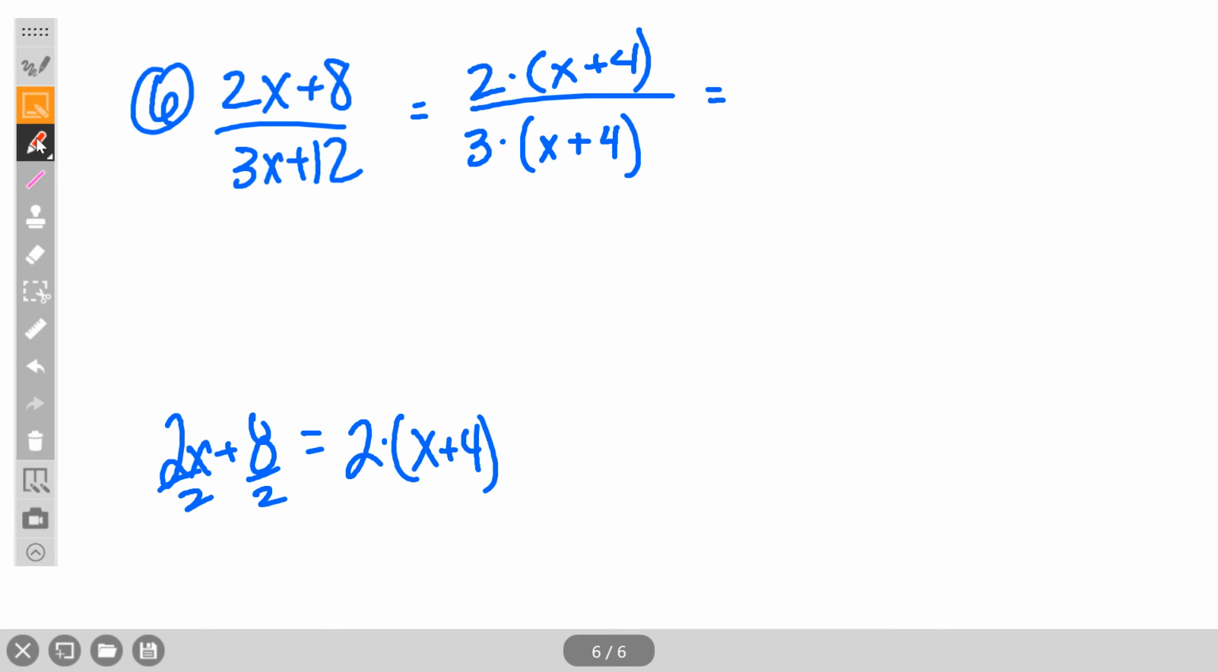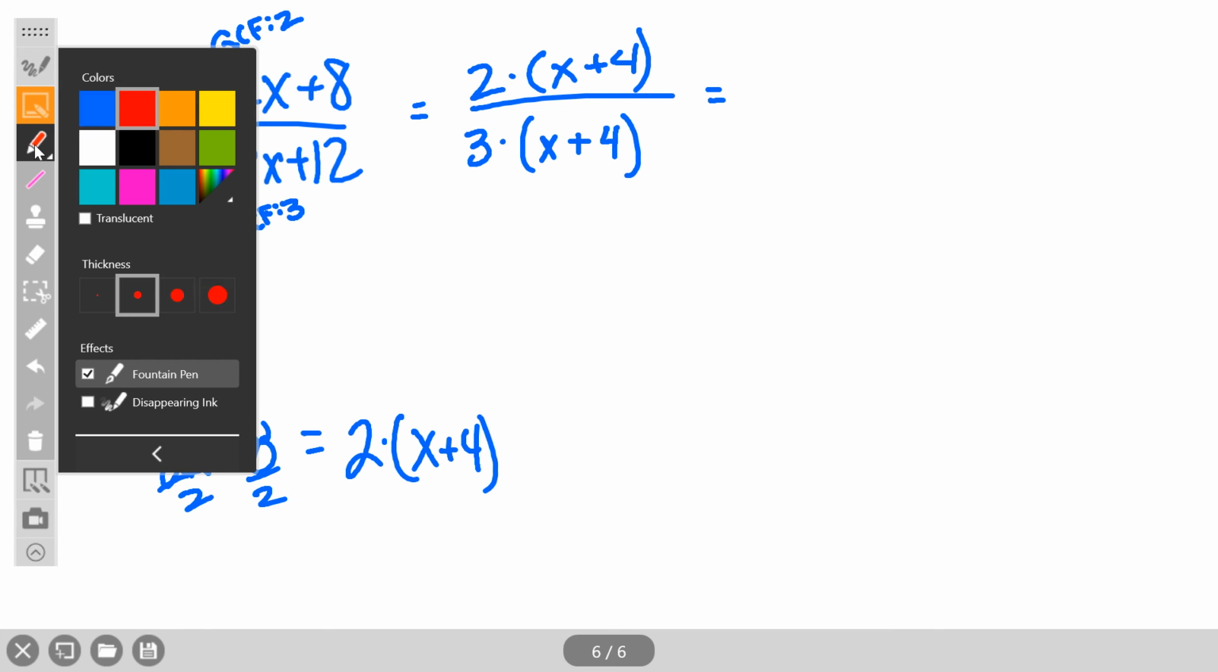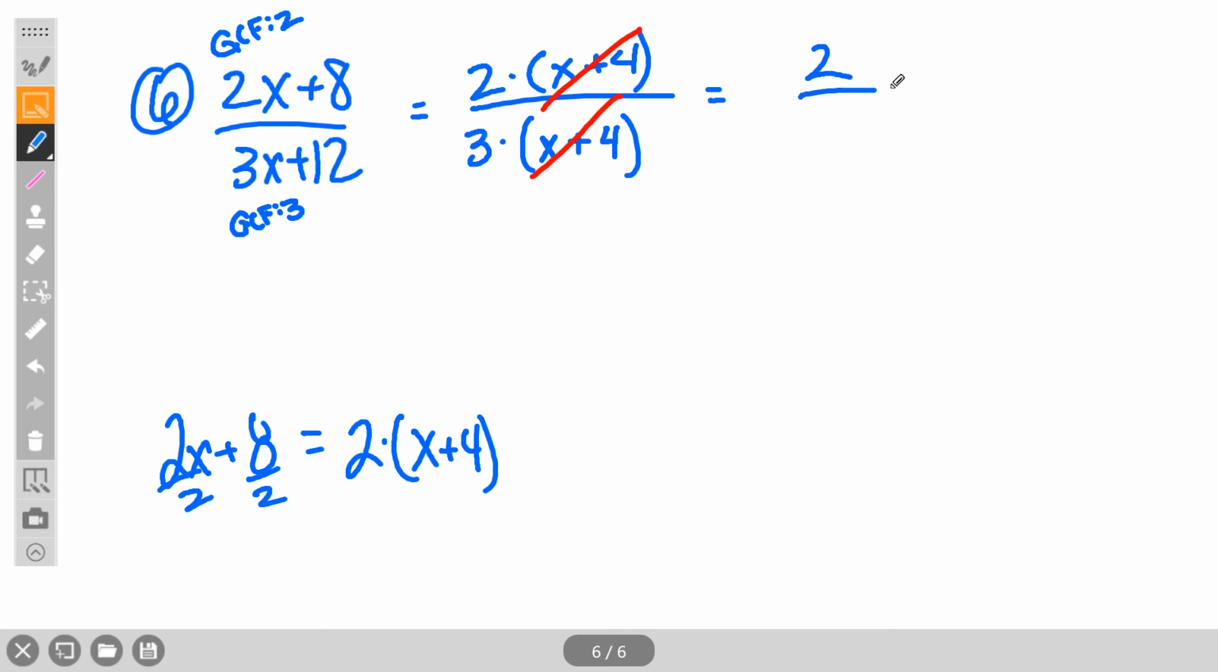So those would be the GCF. The GCF of this is 2. The GCF here is 3. They both have an x plus 4 in common as a factor, so those factors can cancel and we'll be left with 2 over 3 as the simplified expression.